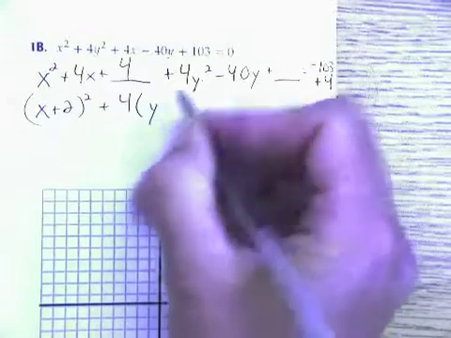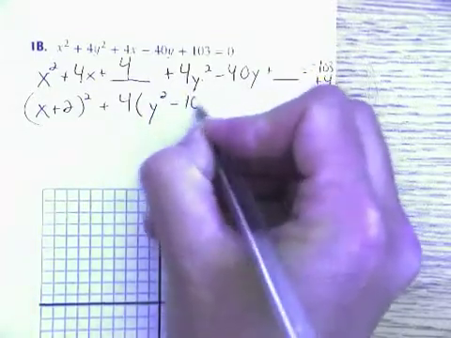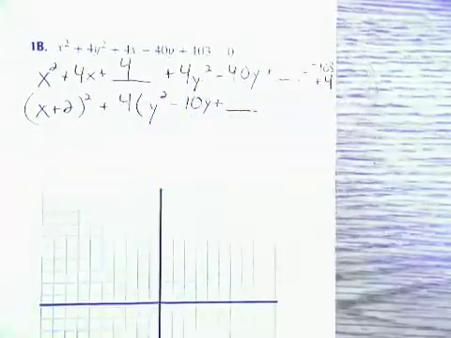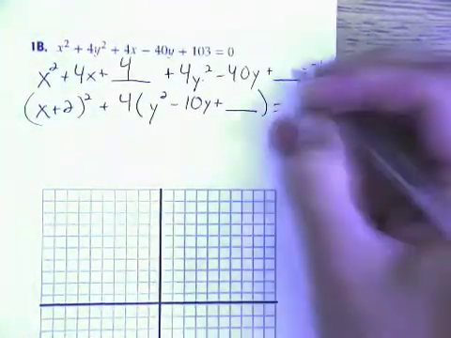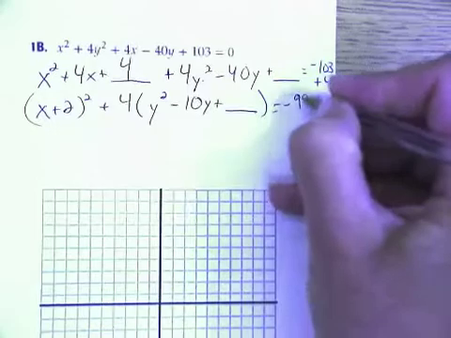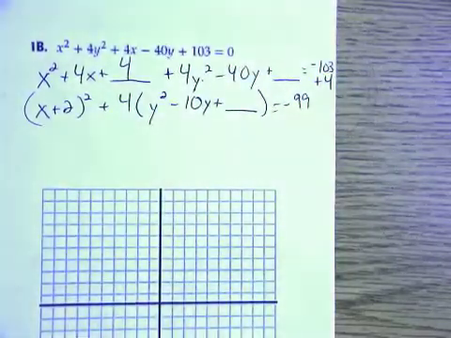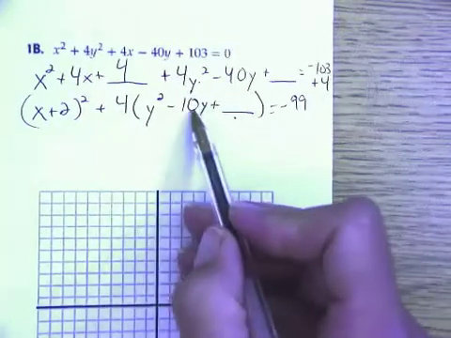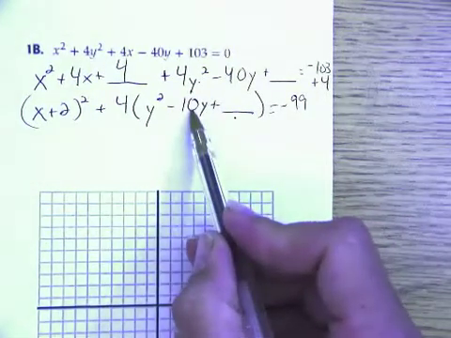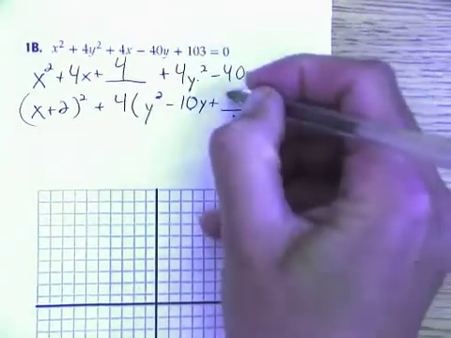So this will be x plus 2 quantity squared plus, and I'm going to factor the 4 out of this expression. So now I have 4y squared minus 10y plus whatever that blank is equal to, and this is negative 99 now. But I have to figure out what I'm adding here.